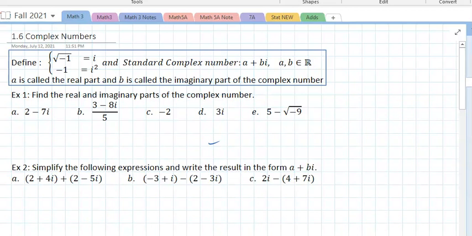Section 1.6 talks about complex numbers. So we define the square root of -1 to be i, and if you square both sides, i squared is -1. A standard complex number, normally we refer to it as z, is given in the form of a plus bi, where a and b are real numbers.